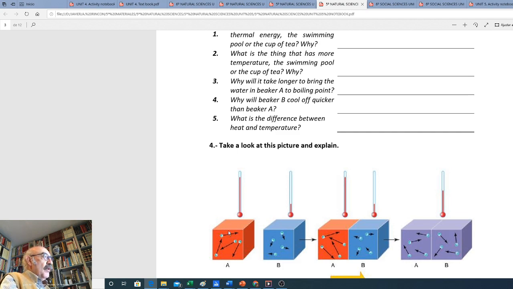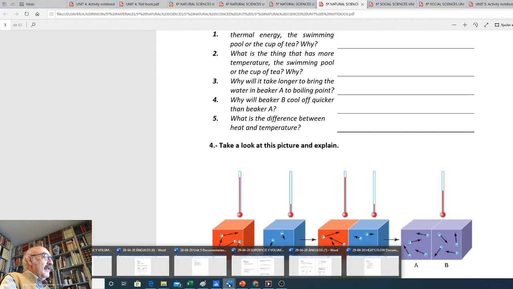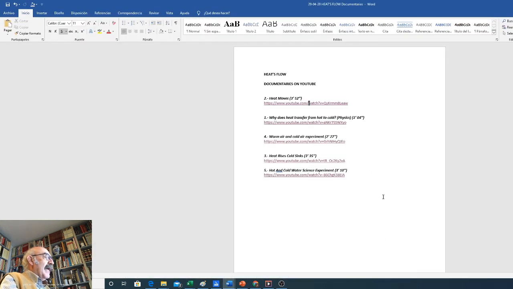And to illustrate that, I have here another interesting experiment. Now pay attention to this experiment about air.